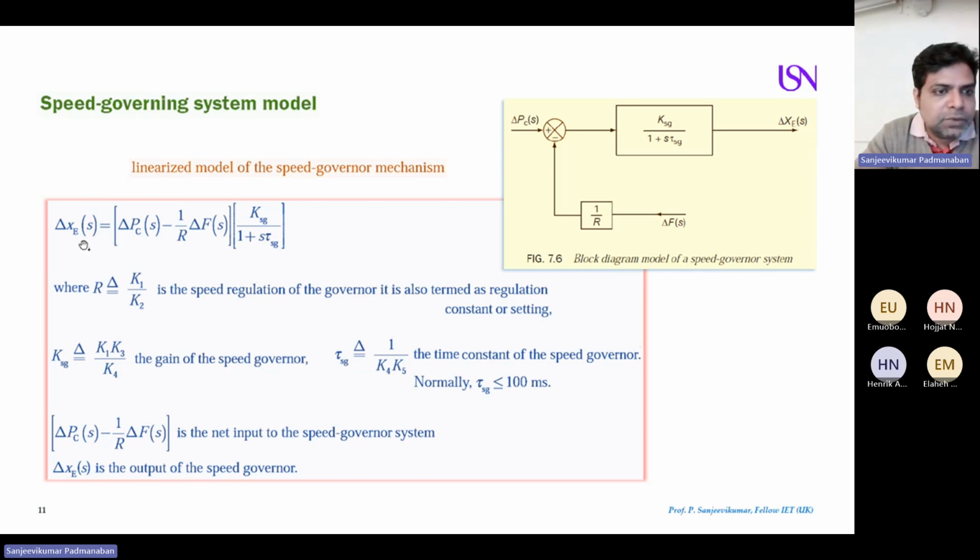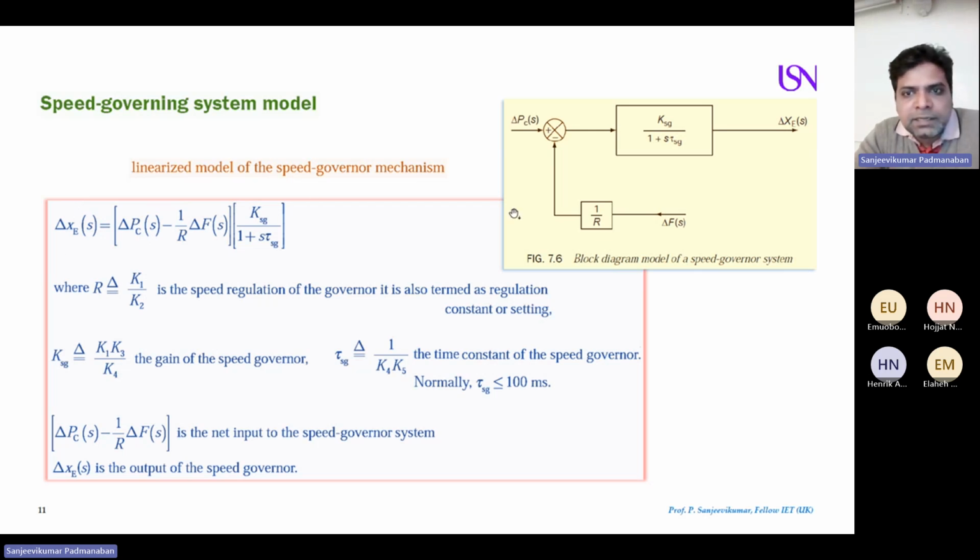So this is an equation: delta XC of S is equal to delta PC, which is the change in the power, minus 1 by R. R is the regulation of your frequency, into the error of your frequency. This gives the difference between the error and the frequency deviation, into KSG divided by 1 plus S tau SG, which is the linearized model of your speed governing mechanism.